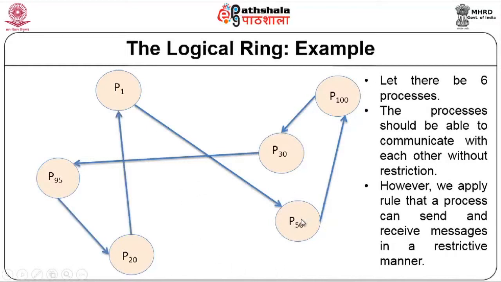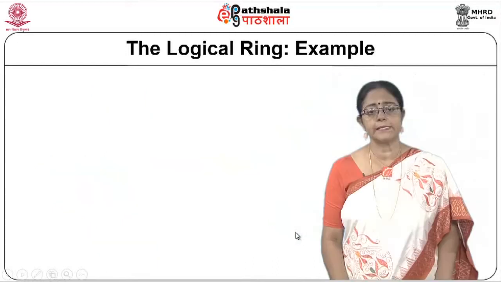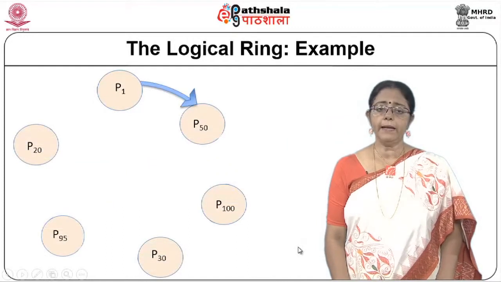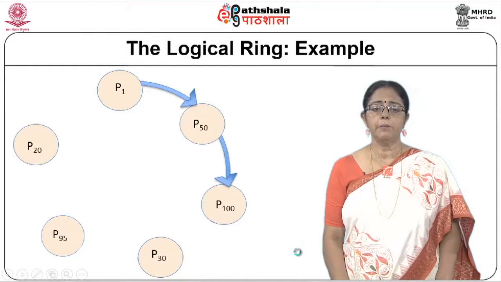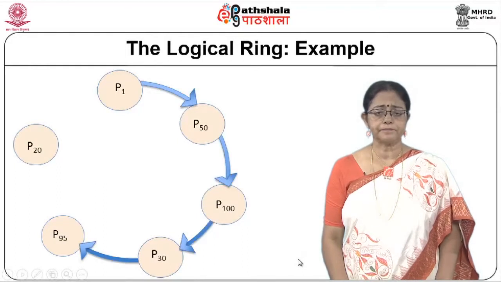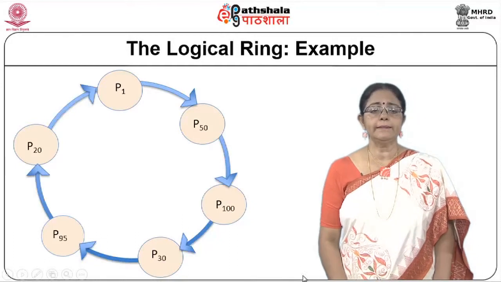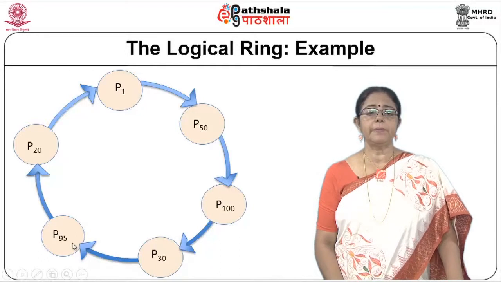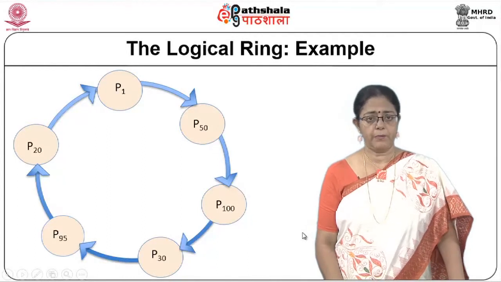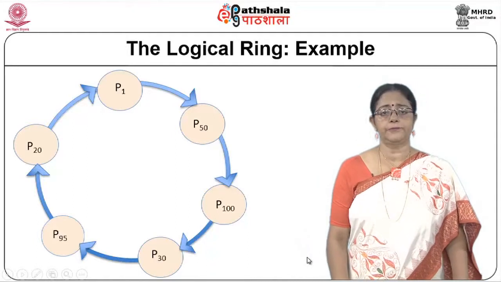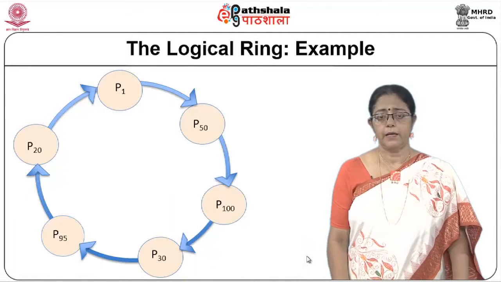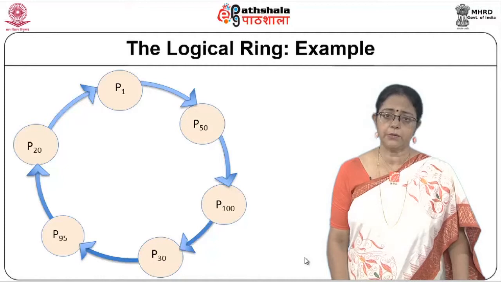Then this forms a ring kind of mechanism, which is our logical ring, and we have the communication channel between them: P1 to P50, P50 to P100, P100 to P30, and so on. So, in this ring, if P30 wants to communicate something to P1, then P30 will have to communicate to P95, P95 to P20, and P20 to P1. So, this is the problem of a ring, but having a ring helps in many places, including having an easy election algorithm that we are going to see today.